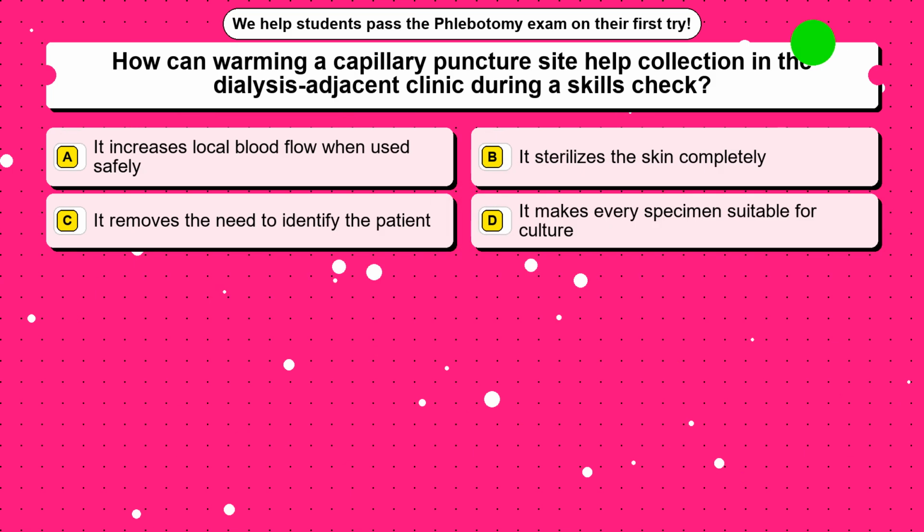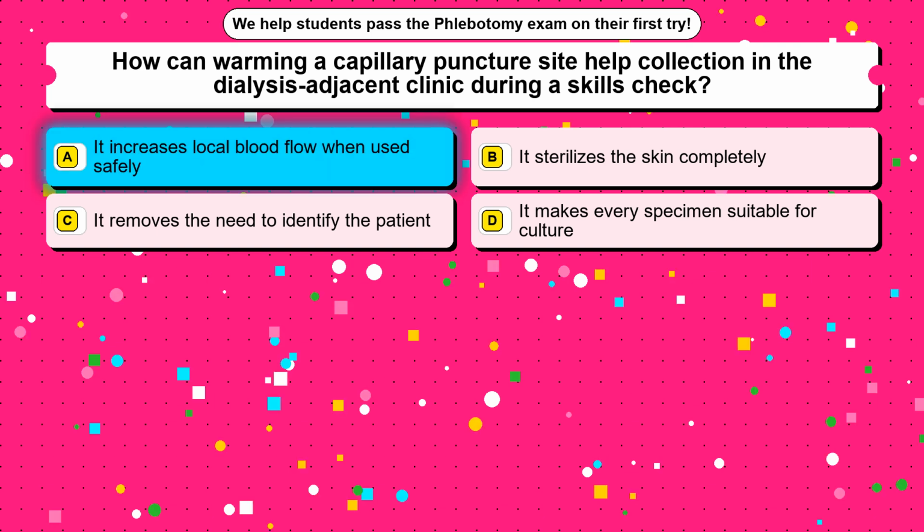Question 81. How can warming a capillary puncture site help collection in the dialysis adjacent clinic during a skills check? Option A. It increases local blood flow when used safely. Option B. It sterilizes the skin completely. Option C. It removes the need to identify the patient. Option D. It makes every specimen suitable for culture. The correct answer is option A.